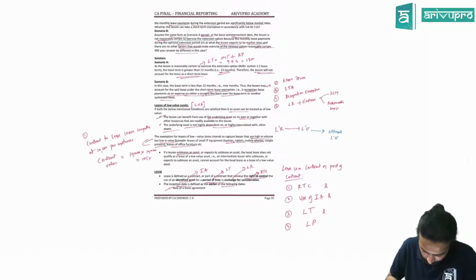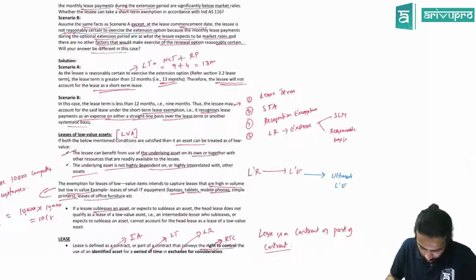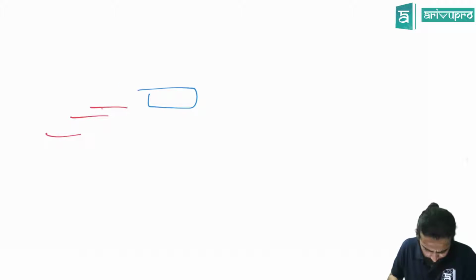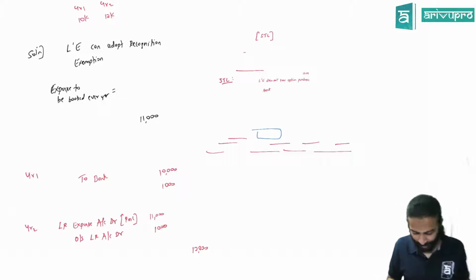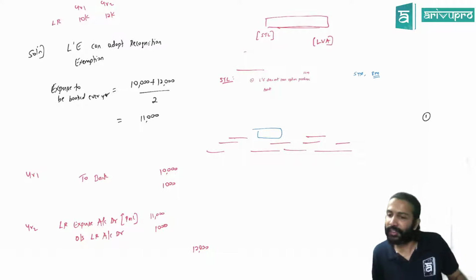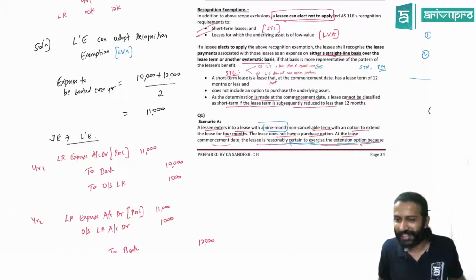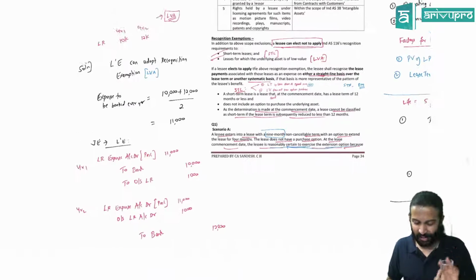What are the two features? Less than 12 months and no... One moment, what is that? Less than 12 months and no. Correct. A short-term lease is a lease which has a term of less than or equal to 12 months and no option to purchase the asset should be there.